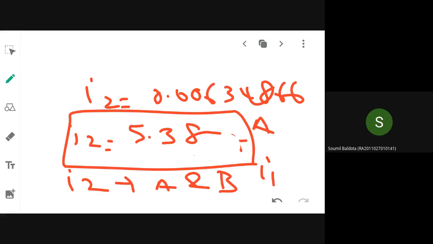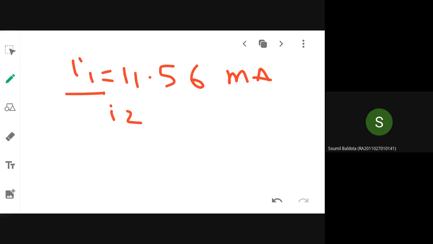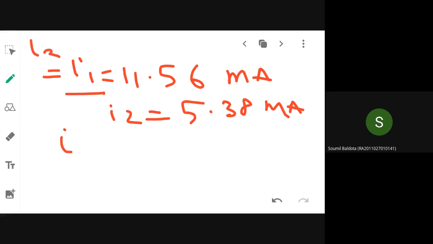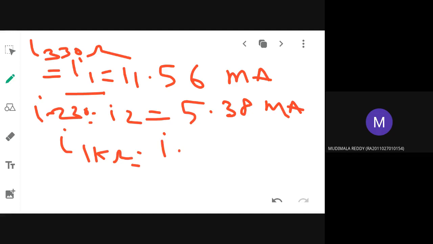I1 is 11.56. I1 is 11.56 milliampere, I think. So if you know I1, you already told me that I2 is 5.38 milliampere. So you can easily find out the current. This is the current through what resistance, I1? This is I1 through 330 ohm. This is the current through 220. Then the current through 1 kilo is equivalent to I1 minus I2. So what will be the answer?